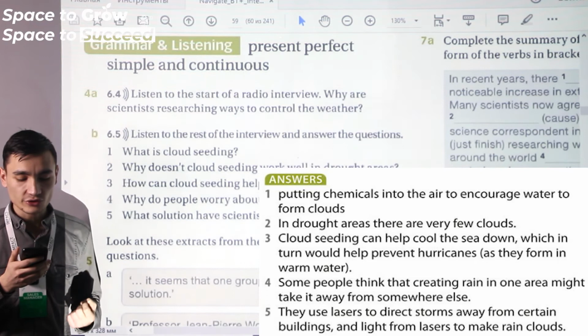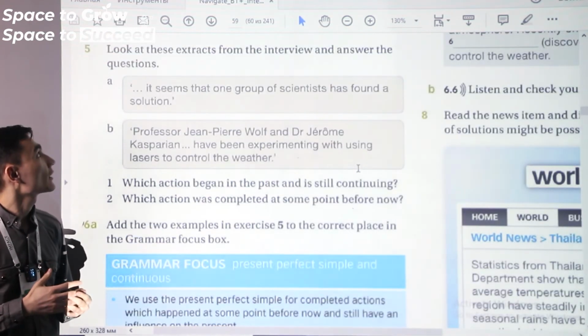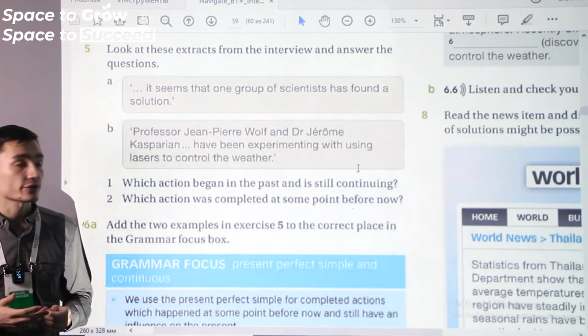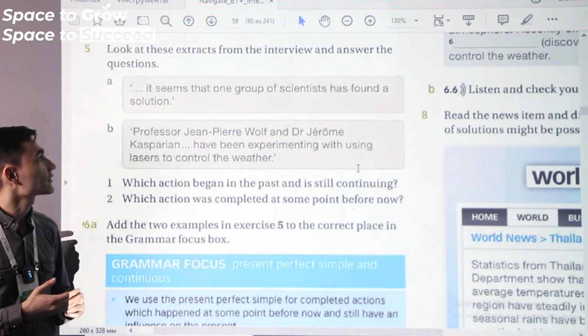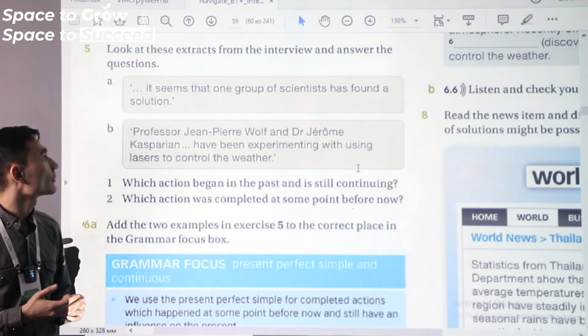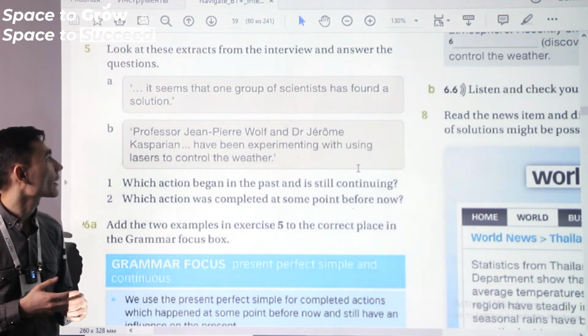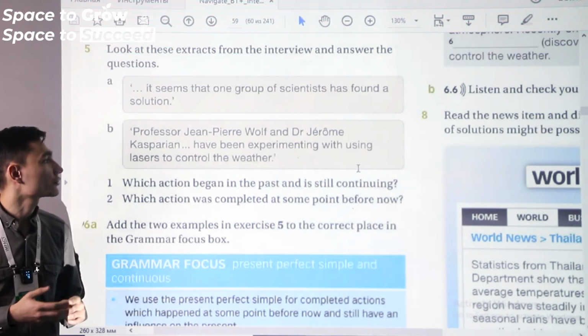They use lasers to direct storms away from certain buildings and light from lasers to make rain clouds. Exercise 5. Look at these extracts from the interview and answer the questions. And here the extracts are: A. It seems that one group of scientists has found a solution. B. Professor Jean-Pierre Wolf and Dr. Jerome Kasparian have been experimenting with using lasers to control the weather.